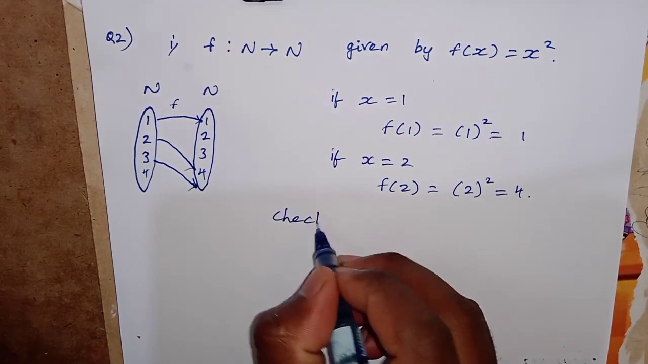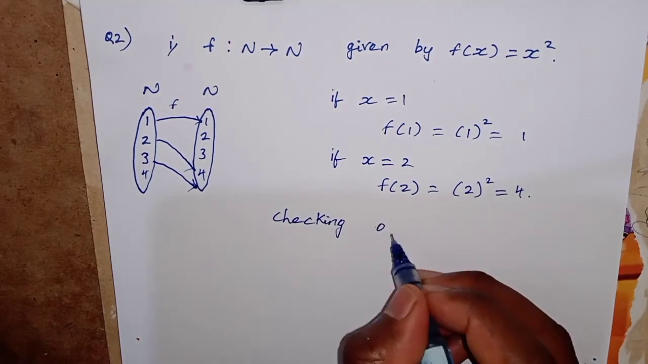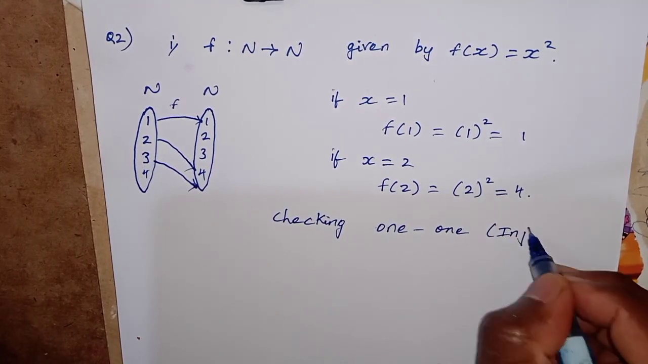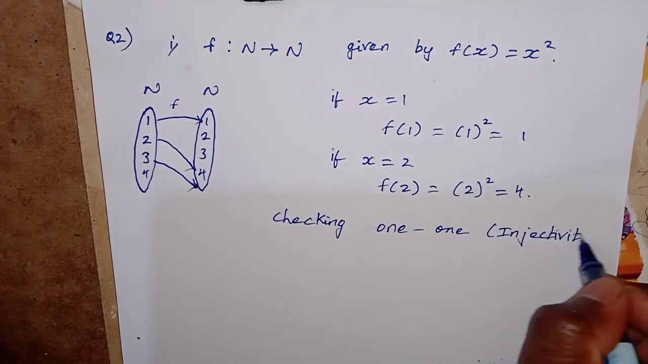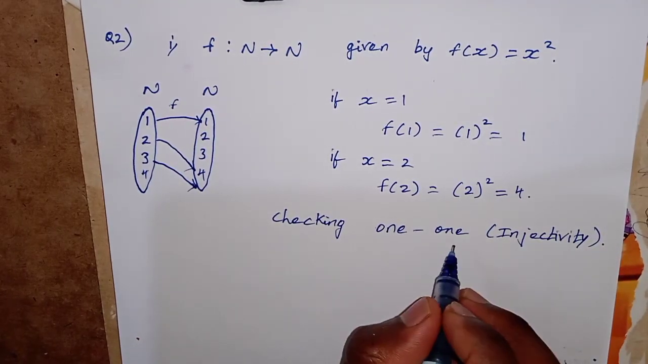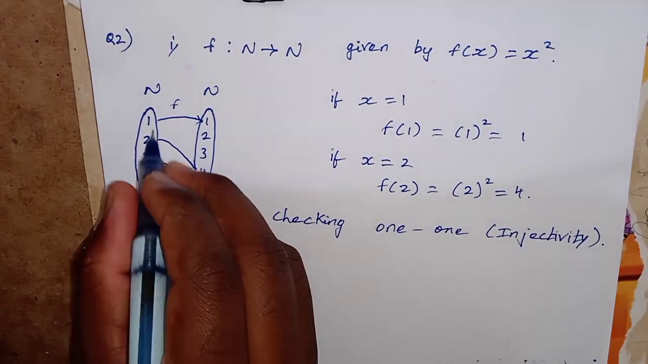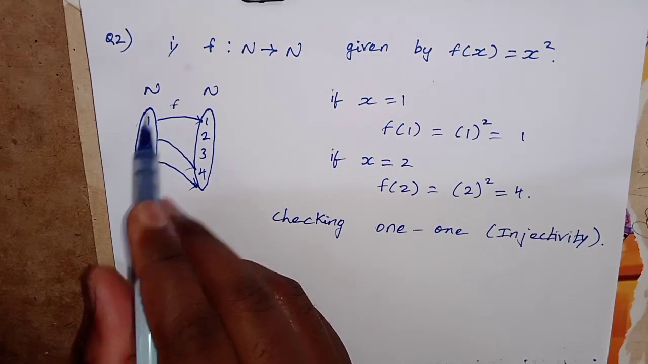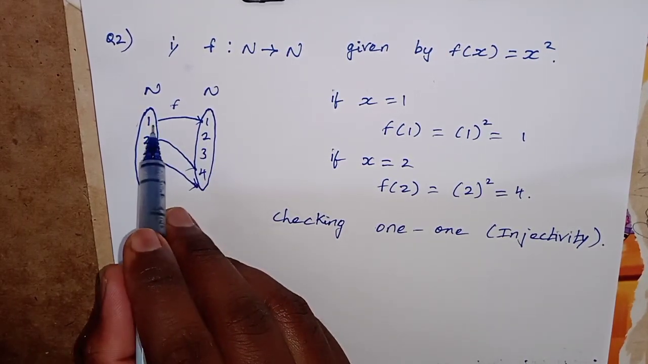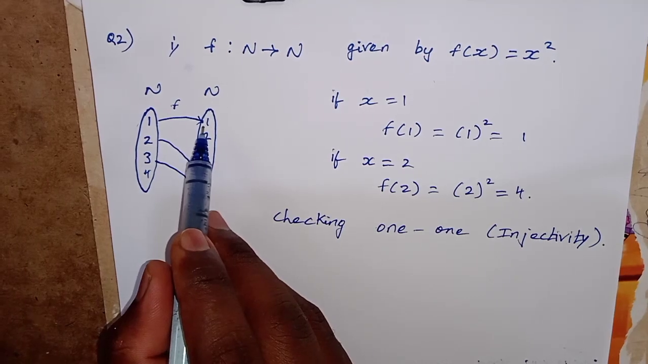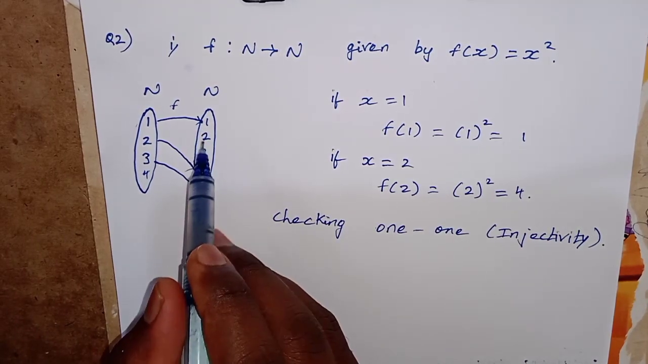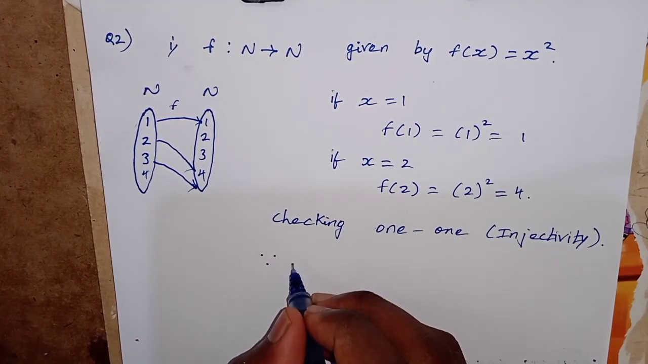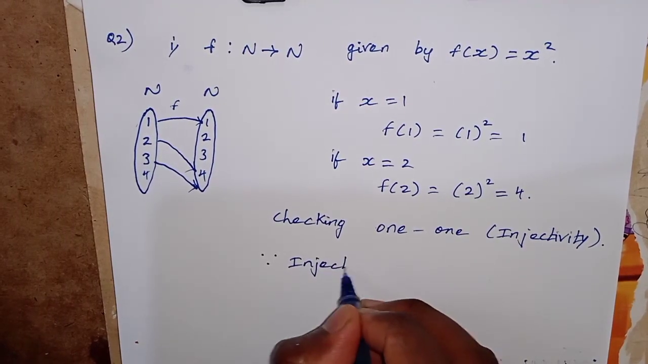But here, checking injectivity. For checking one-one, I have said already, you have to check the domain. Every element in the domain is filled with only one element in the codomain. Therefore it is a one-one function, therefore it is injective.